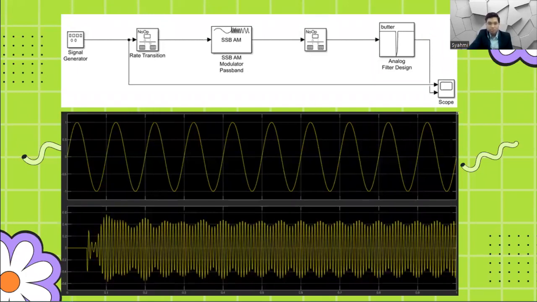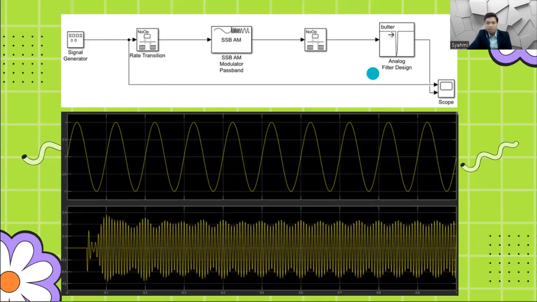Now, this is the SSB AM modulation that I have designed in MATLAB Simulink. In the block diagram, you can see that I use a generator to create the input signal. And then I also use a rate transition and the SSB AM modulated passband to create the modulation.